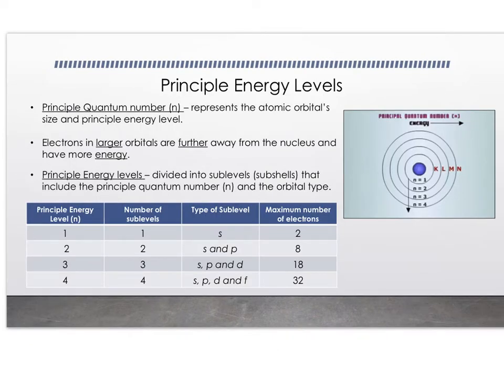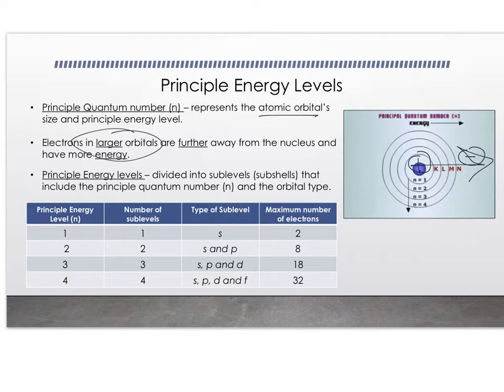So your principal quantum number can represent the atomic orbital size and principal energy level. And the trend is electrons in larger orbitals are further away from the nucleus, and they have more energy. So if you have valence electrons, the further away they are from the nucleus, the less interaction they have with that positively charged nucleus, allowing for that reactivity to happen. So the general trend is the further away you are from the nucleus, the more energy you have.